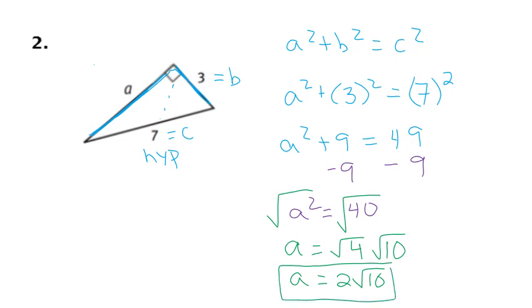And so the length of our leg is 2 radical 10, which is a little bit bigger than 6, which makes sense. It's not the longest side, because 7 would be the longest side.